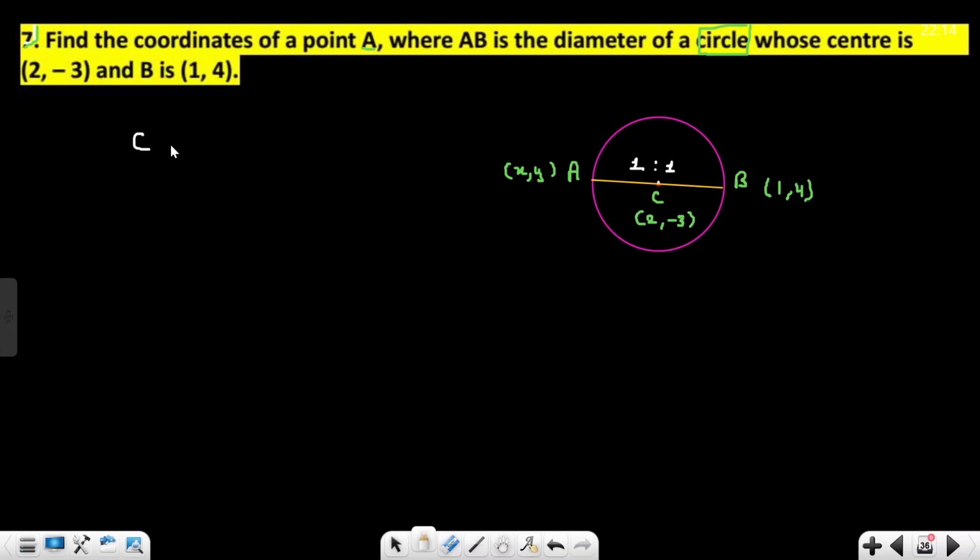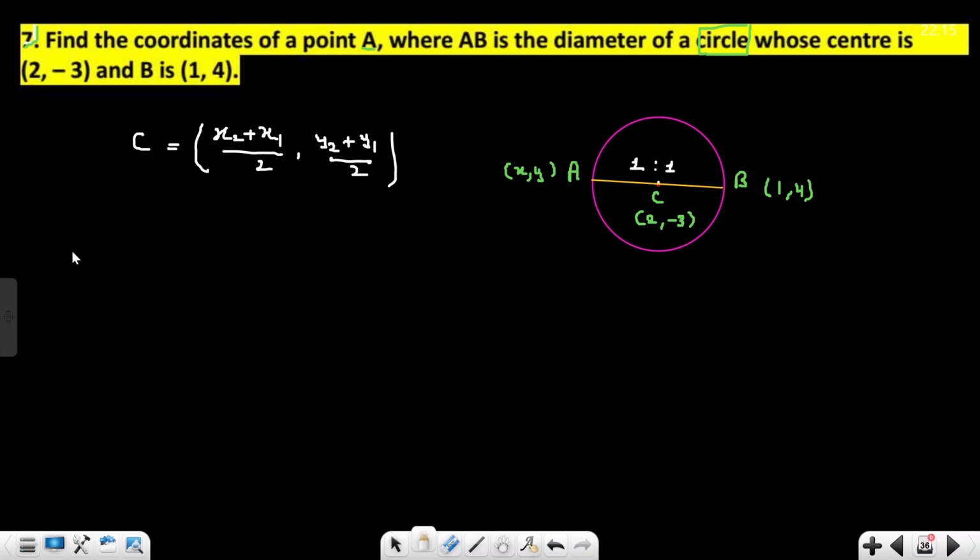Section formula means the coordinate of C is equal to what? (mx2 + nx1) divided by (m + n). But one thing here: if the ratio is 1:1, it means C is a midpoint, so we can apply the midpoint formula directly. The midpoint formula is (x2 + x1) divided by 2 and (y2 + y1) divided by 2.